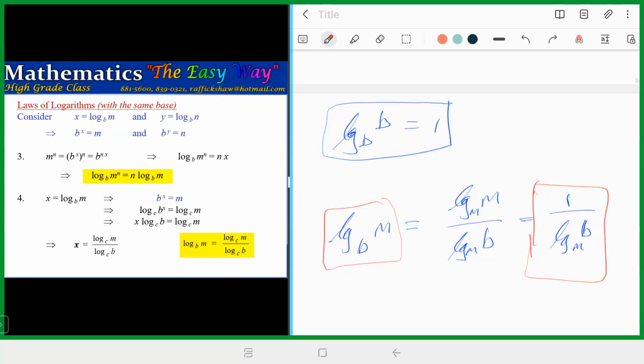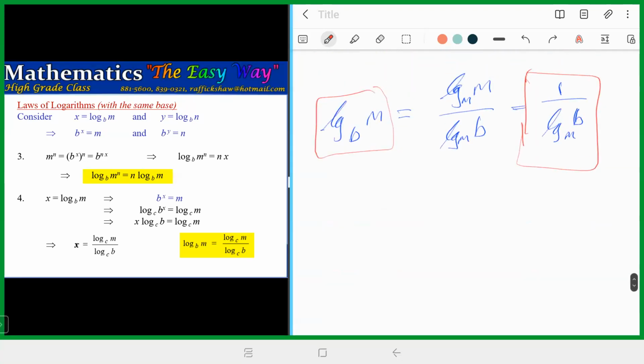So use some numbers, like the log of 10 to base 3 is equal to 1 over the log of 3 to base 10. Easy as that. Let's switch around the number and the base, and it is the reciprocal. The change of base law as well. Very powerful when you use it. Understand? Everybody okay?